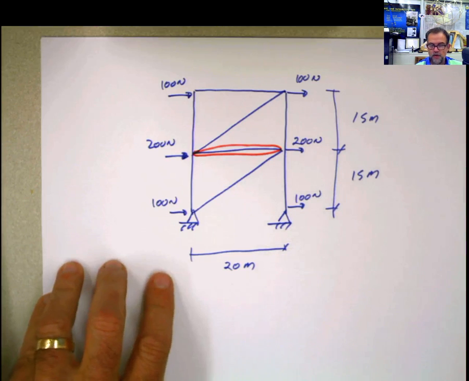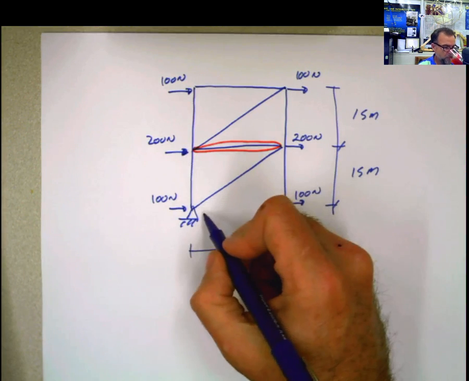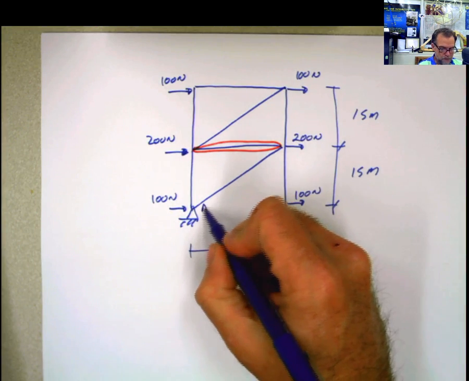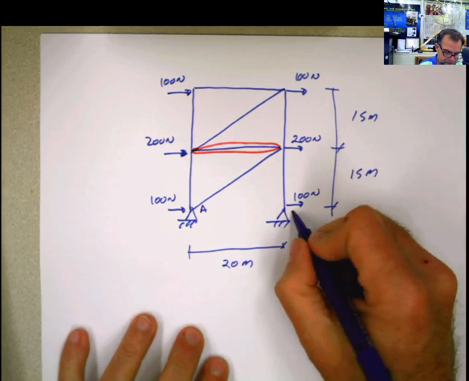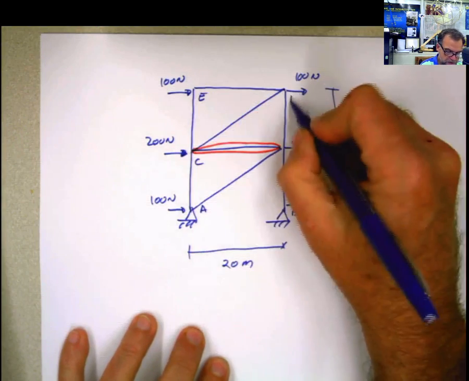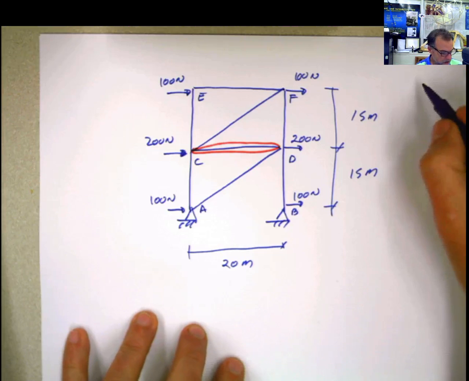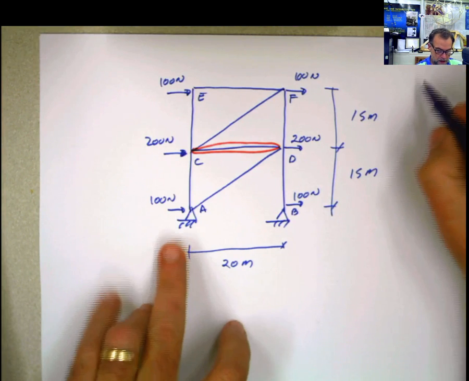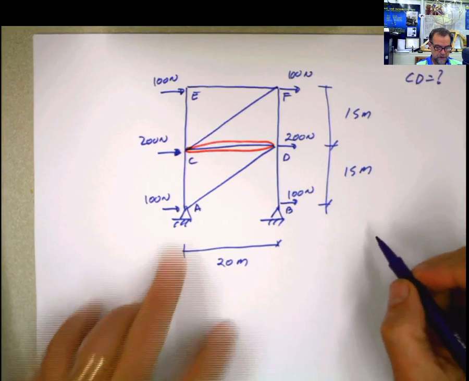The first thing that you do in this type of problem, assuming that you don't have labels, is put labels at the joints. So you put here A, B, C, D, E, F, G, H, I, J, K. You start here, and of course the bar that we are looking for is the bar CD. Forces at the bar CD.